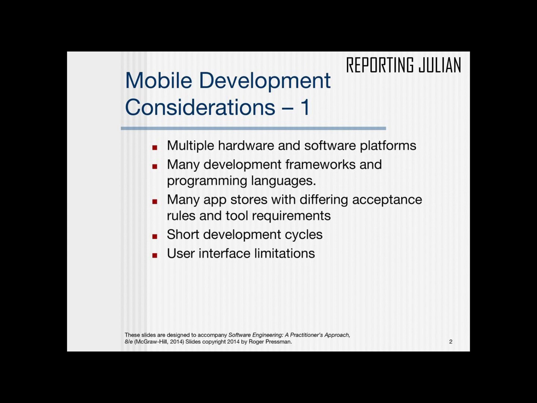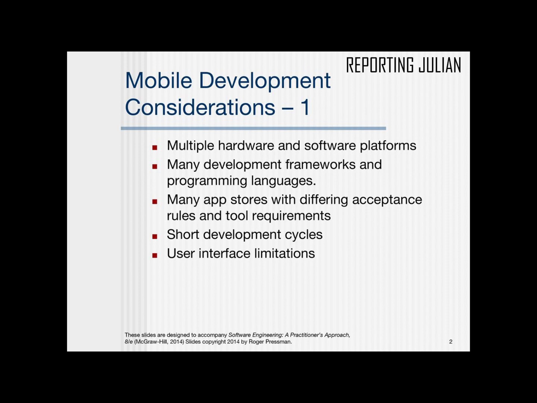Number 2 is many development frameworks and programming languages. Developers can choose from different tools and coding languages like Java, Swift, etc. to build apps. This flexibility allows them to pick what suits their project best.